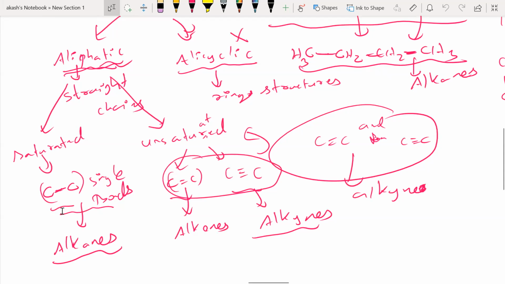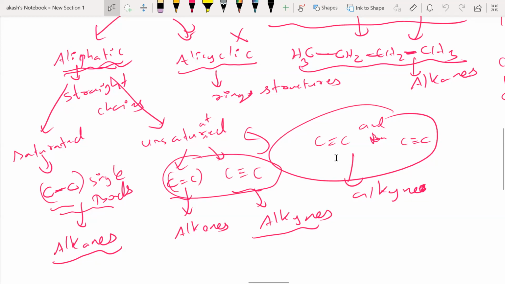So saturated compounds will have only C single bond Cs. There is no double bond, there is no triple bond, right? But in unsaturated, we are going to have C double bond C as well as C triple bond Cs, right? Okay, whenever we have C single bond Cs, those kind of compounds are what are called as alkanes. And when you have C double bond Cs, they're going to be called as alkenes. And C triple bond Cs, if you have, they're going to be called as alkynes.